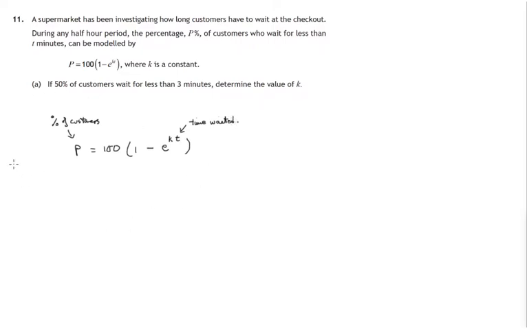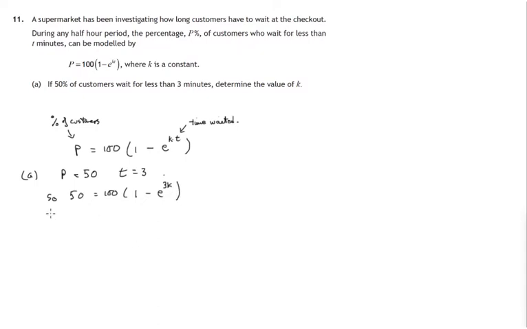And in this part A, we're told 50% of customers wait for less than 3 minutes. In other words, P is 50 and T is 3. And we're asked to find the value of k. So let's just substitute these values in. 50 is 100 times 1 minus e to the power 3k. k times 3, 3k.